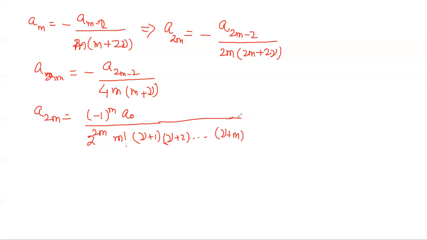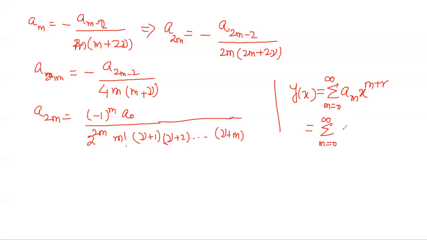Using this Bessel's coefficient, we can write the solution of the Bessel's equation. Remember that the general solution is y equal to the sum from m is equal to 0 to infinity of a m x power m plus r. However, since we are now taking only the even terms, we can write the solution like this: just replace m with 2m, so it will be a 2m x power 2m plus r. And r we know is equal to nu.